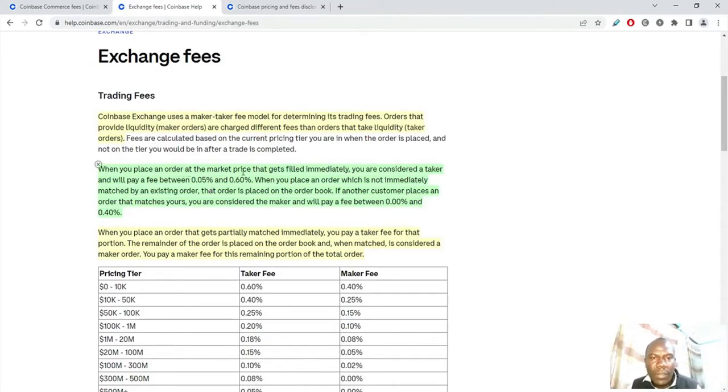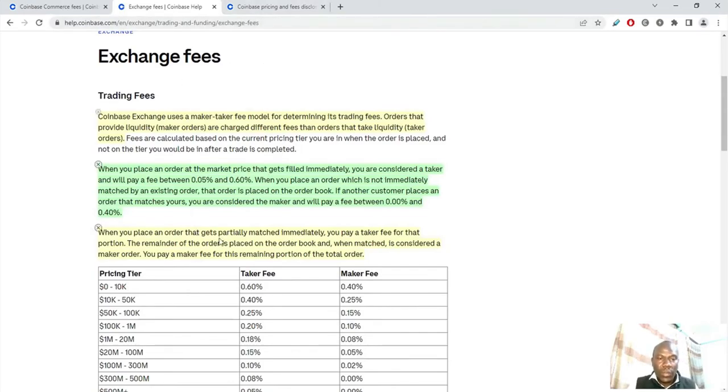To recount: when you place an order at the market price and it gets filled immediately, you are considered a taker and will pay a fee between 0.05% and 0.6%. When you place an order which is not immediately matched by an existing order, that order is placed on the order book. If another customer places an order that matches yours, you are considered the maker and will pay a fee between 0.0% and 0.4%. I hope you understand that.